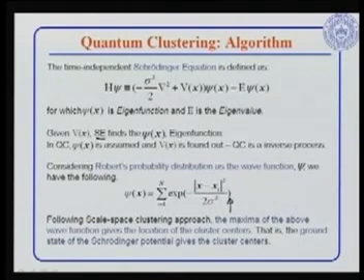Following the scale space clustering approach, the maxima of the above wave function give the location of the cluster centers, that is, the ground state of the Schrodinger potential gives the cluster centers. So, the maximum of this is the cluster center. In the same way, we can say the minimum of the potential is also a cluster center.